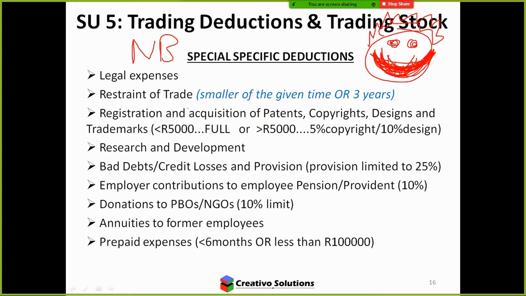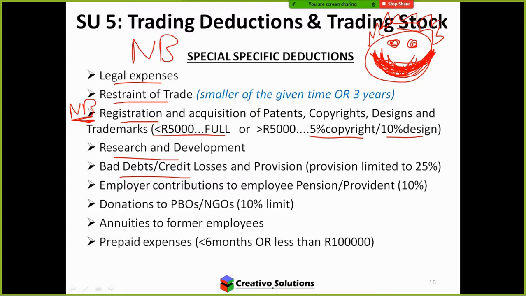So all of these things are good, and these are the things that you need to look out for in an exam. The ones that they like testing, this one comes up a lot. Registration and acquisition of patents, copyrights, designs, and trademarks. When we get to examples, we'll look at it. Just to summarize, if it's less than 5,000, you can deduct the full amount. If it's more than 5,000, and if it's a copyright, 5% only. If it's a design, 10% only.